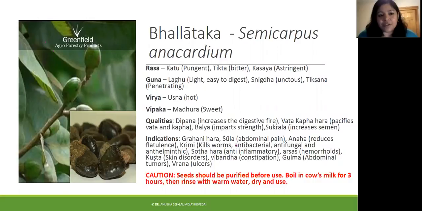In fact, I think a lot of these herbs actually grow in Florida. I found that some of them are native to Florida. No, it's not the same as bala. So it has a very similar sounding name, but it is not the same as bala. Bhalataka is very different than bala.